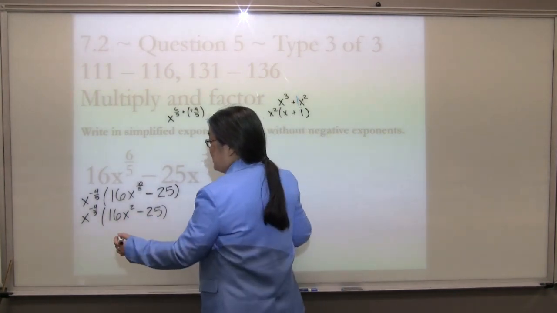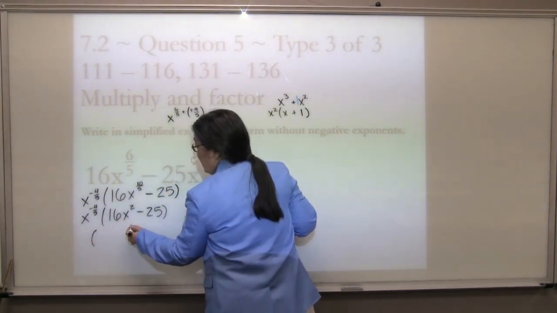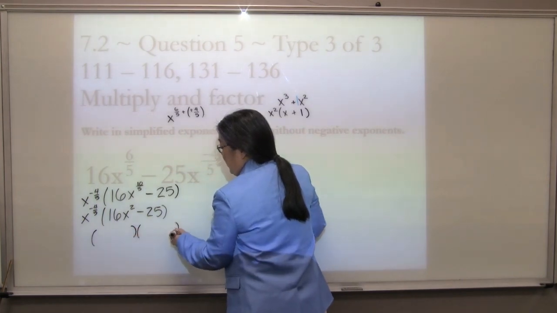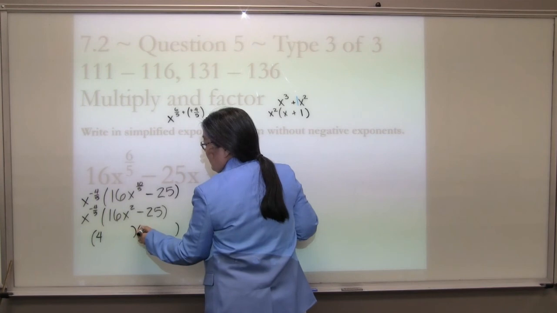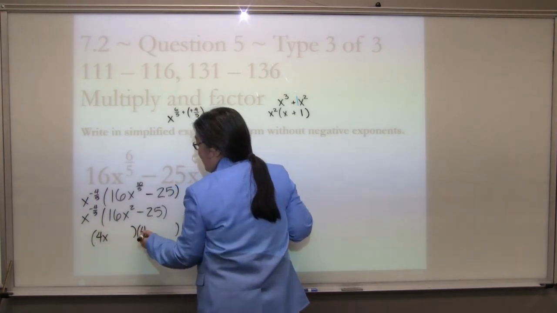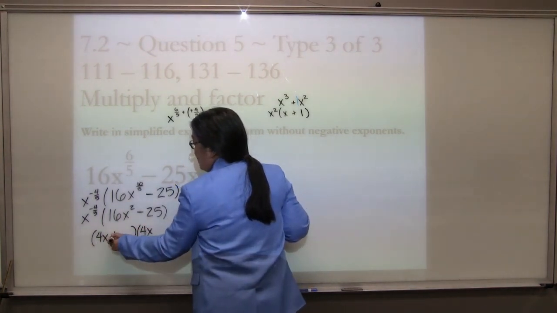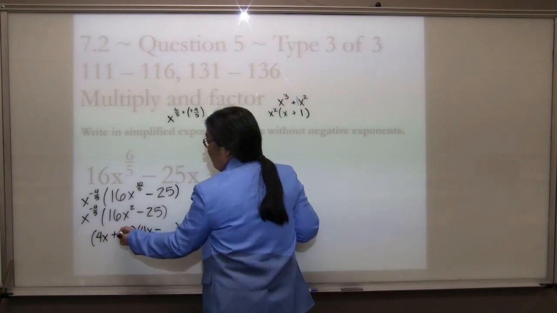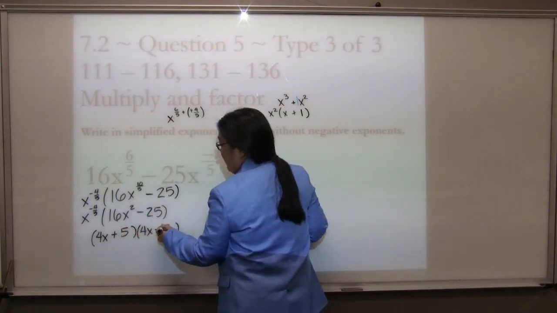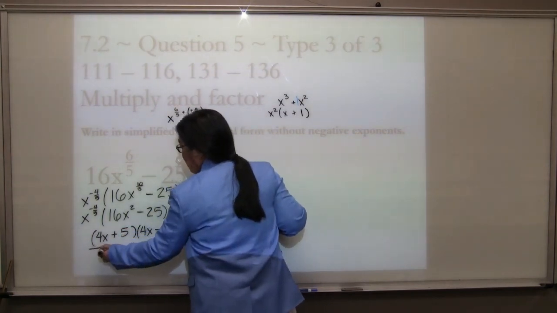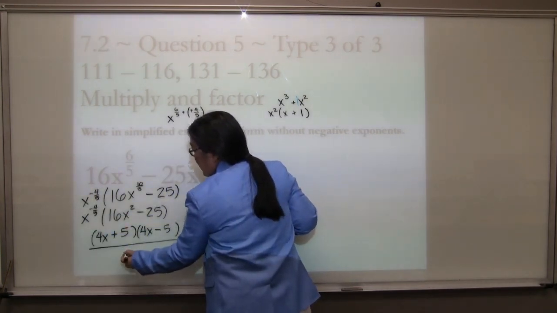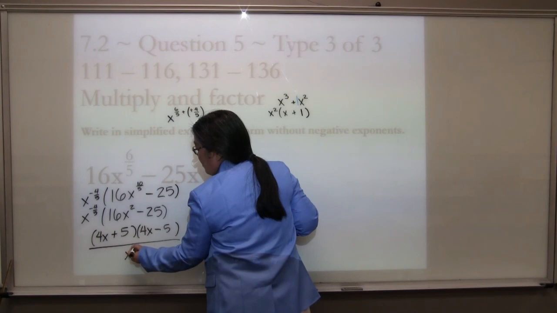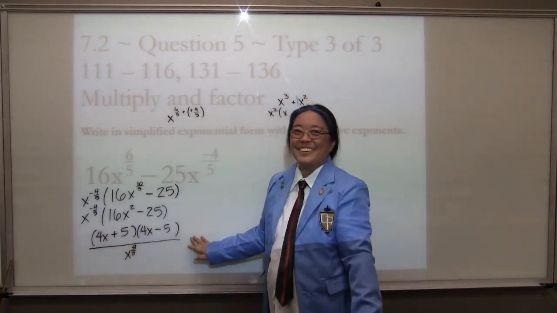So this is going to break up into a set with a positive and a set with a negative. So 16 breaks up as 4 and 4. X squared breaks up as x and x. We're going to have one positive and one negative. And 25 breaks up as 5 and 5. And what happens to the negative exponent? It's going to drop to the bottom of the vinculum as x to the positive 4 over 5. And that is your answer.